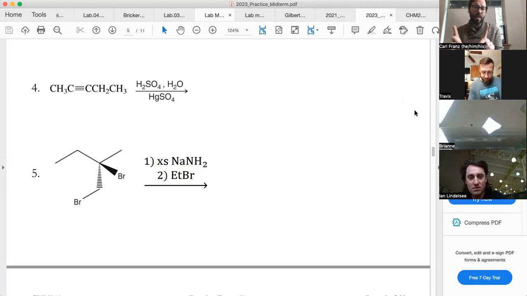Yep, and there's no poison catalyst here, right? If you saw the poison catalyst on there, or Lindlar's catalyst, it would be a different approach, right? That's how we get partial hydrogenation.